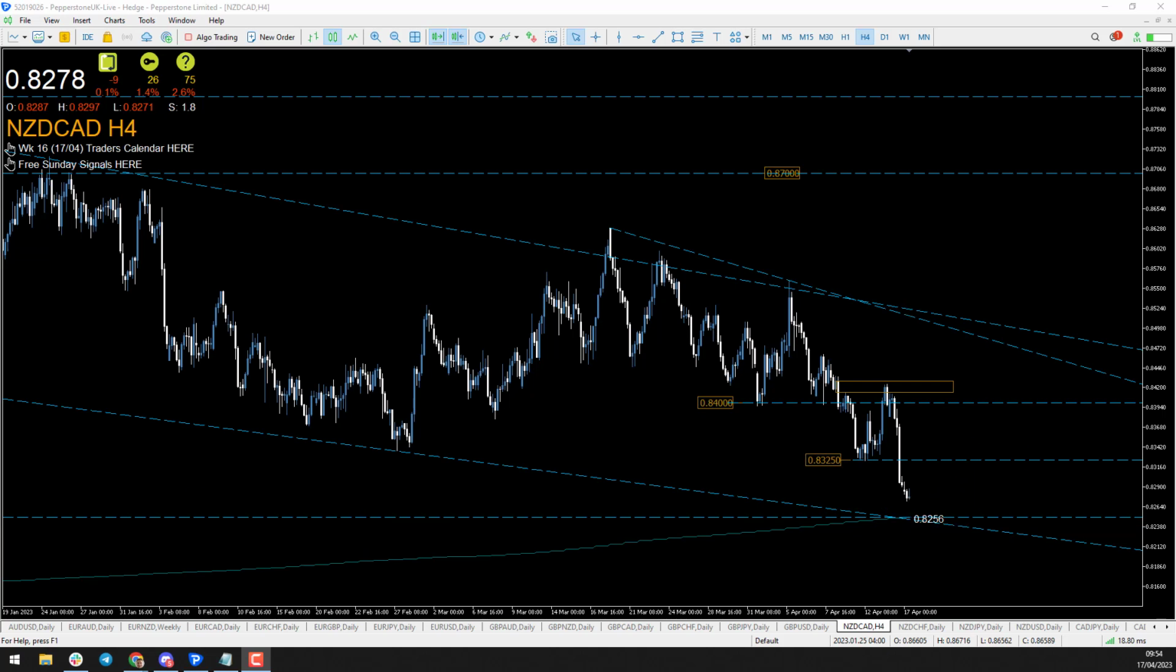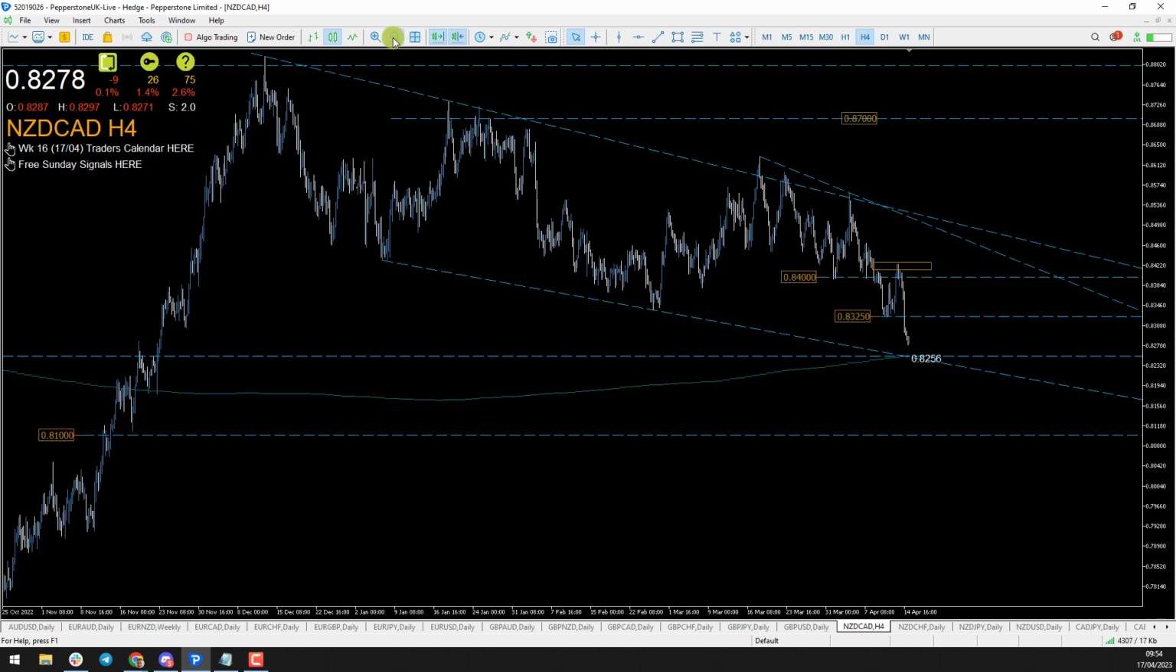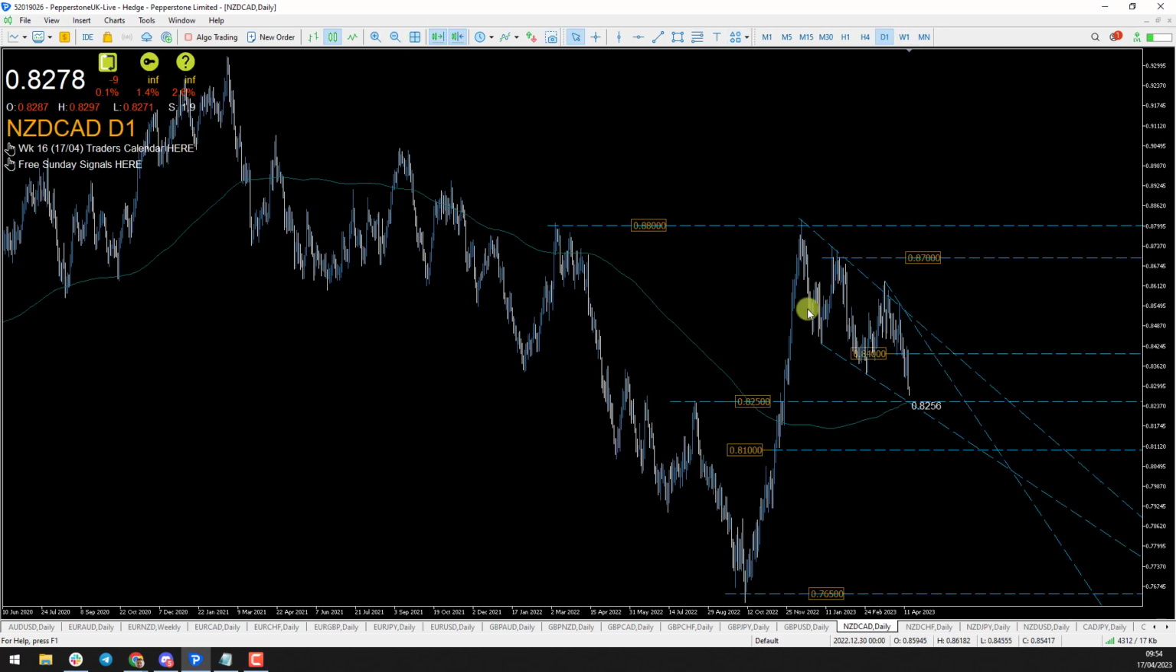So do be aware that although the tables are saying Kiwi CAD is on the list to get short, be aware that we are approaching a major key level of support. Euro Kiwi, on the other hand, looks like it's got a little bit of a way to go.